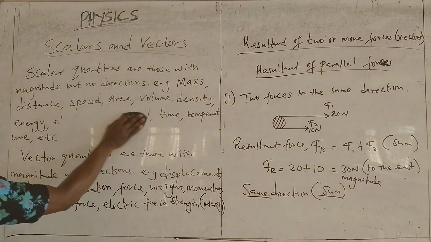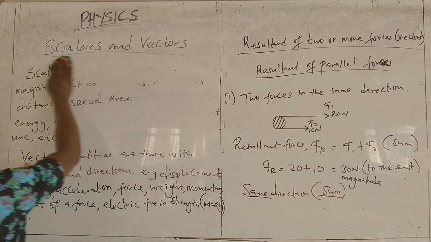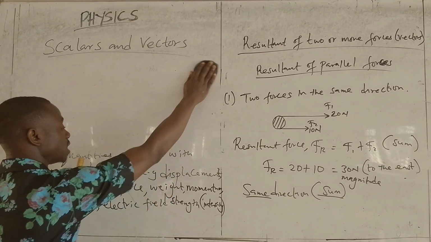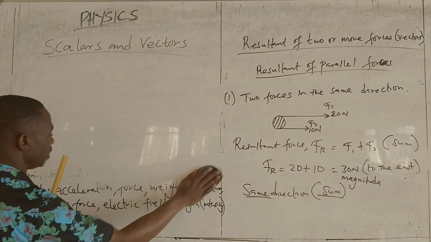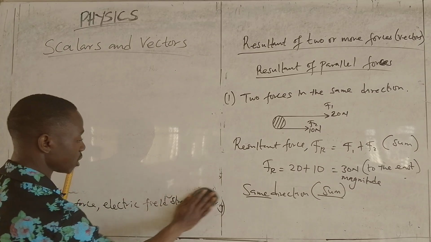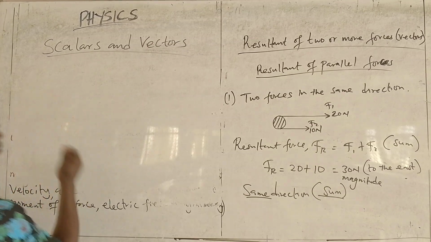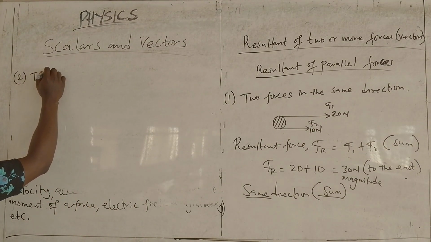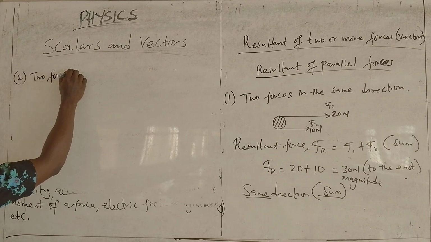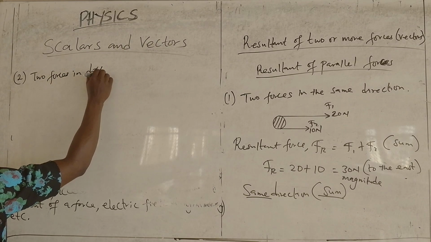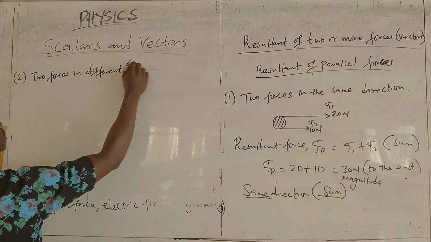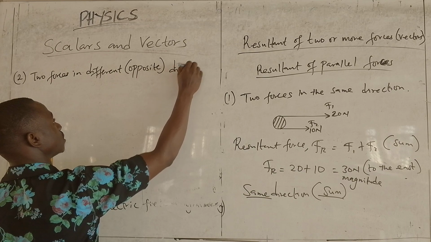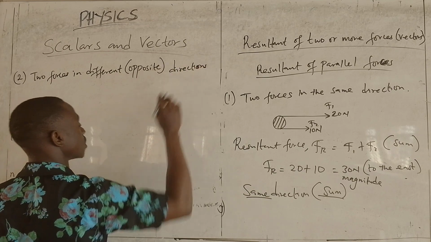But what if we have them in different directions? That's scenario 2 now. Now, when I say different direction, I mean opposite direction. I'm using that different direction so that I can also use a rhyme for you to remember that. So different, two forces, two parallel forces in different, that is opposite, directly opposite each other now. Different directions. So how do you find the resultant?